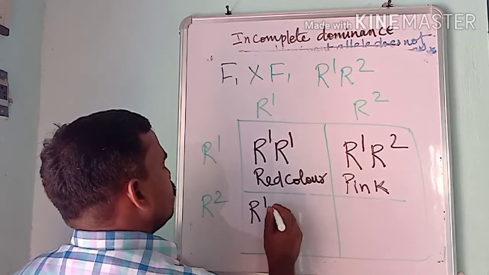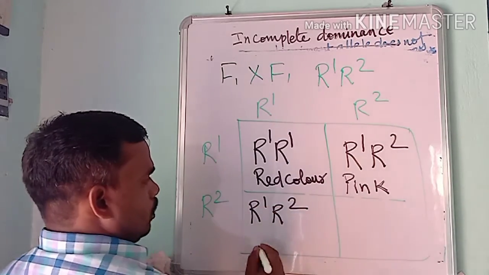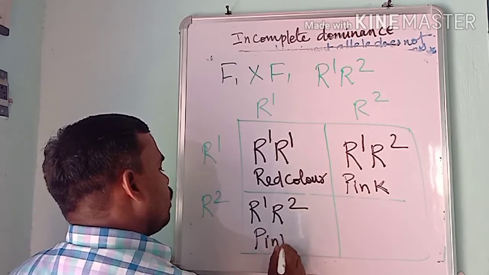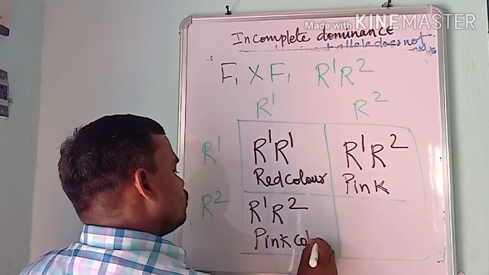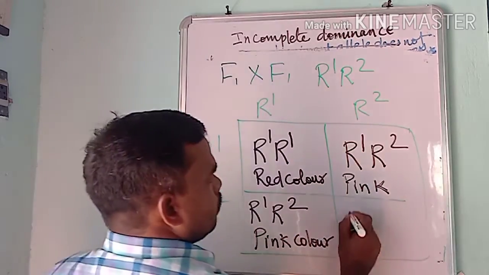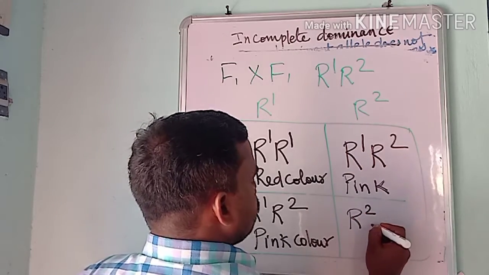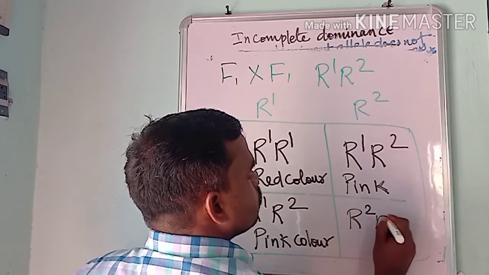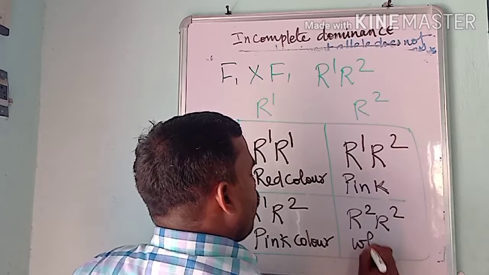So it forms the intermediate color, that is pink color. In the same way, this one is also pink, and this is a recessive, mutated, defective allele, so it forms a white flower.